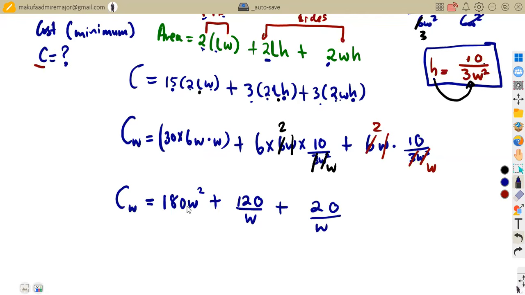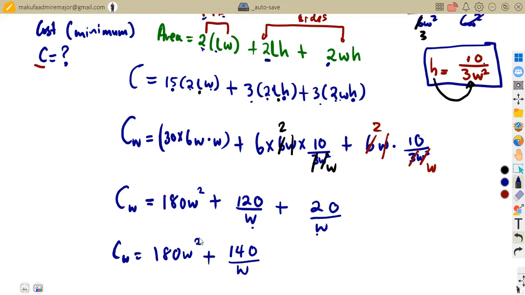So as we can see, these are like terms that we have. So you can just combine our like terms, 1/W and 1/W. The common denominator is the same, so you just have to combine the numerators, 120 plus 20, which is going to give us 140 over W. So this is the expression that we are going to have for the cost in terms of the width.